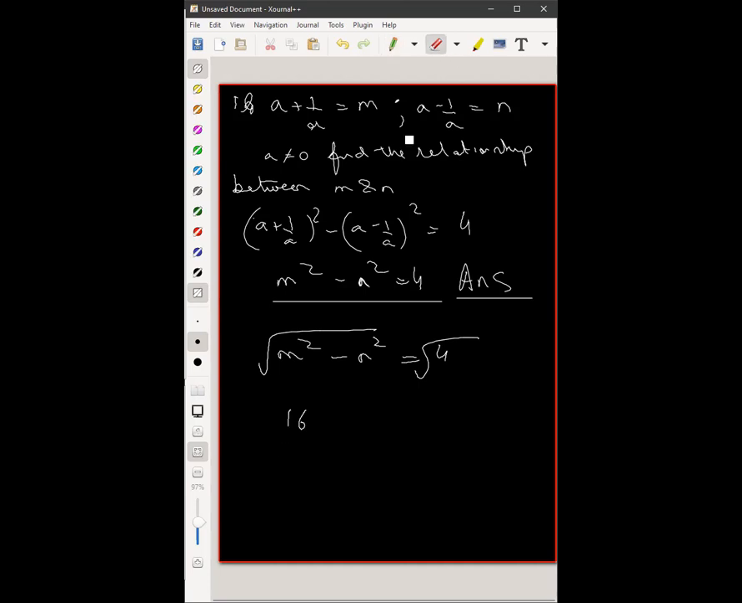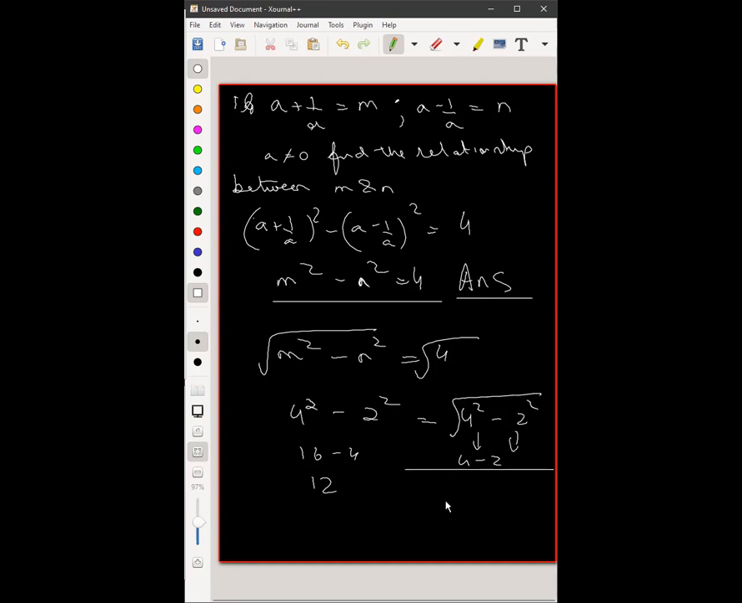Let's try something simple. If we have 4 squared minus 2 squared, what is the value over here? 16 minus 4, which is 12. Now, if I take the root of 4 squared minus 2 squared, does this make it 4 minus 2? Can I do this? No, the answer would come wrong. It will come wrong, right?